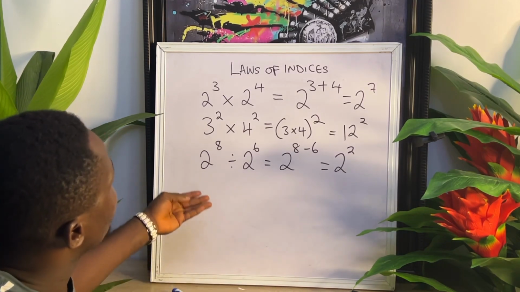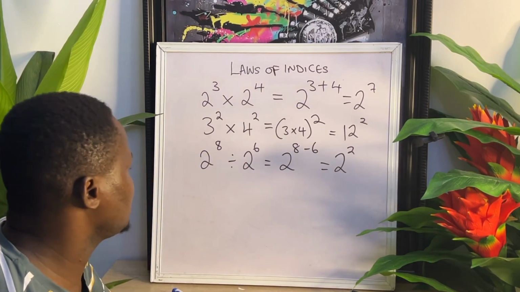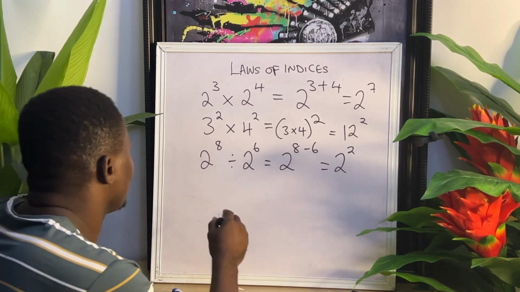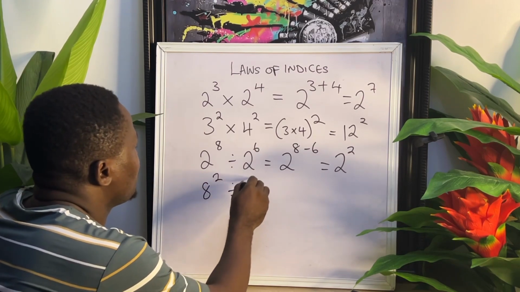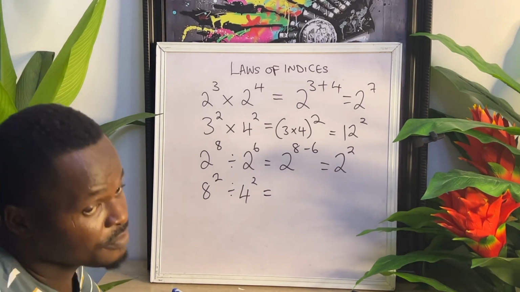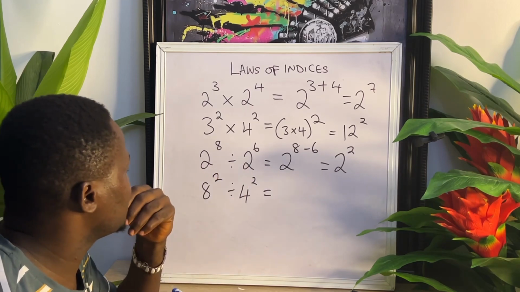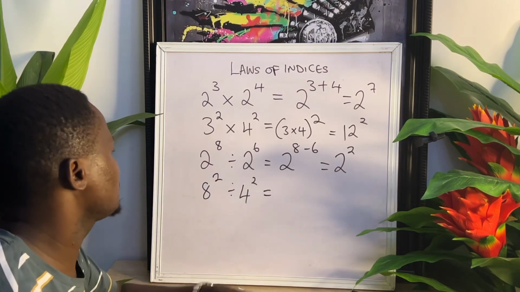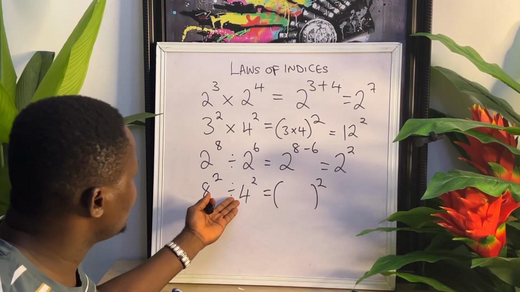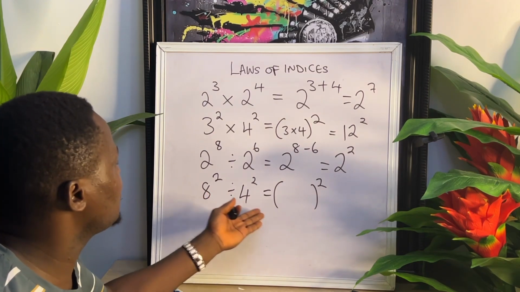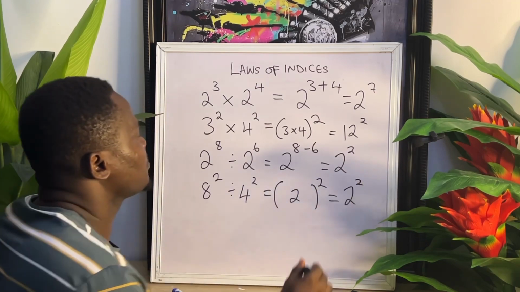In a similar manner, we have division law with the same powers, but different bases. Take a look at this. 8 raised to power 2 divided by 4 raised to power 2 equal to. Here the powers are the same, but the bases are different. We pick one out of the powers that are the same. And for the bases, we apply the division the way it is. It therefore becomes 8 divided by 4, and that is 2. This then becomes 2 raised to power 2.